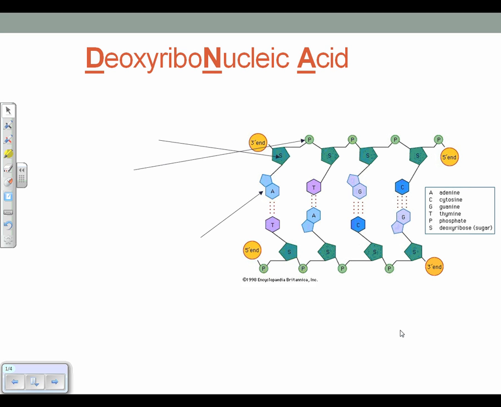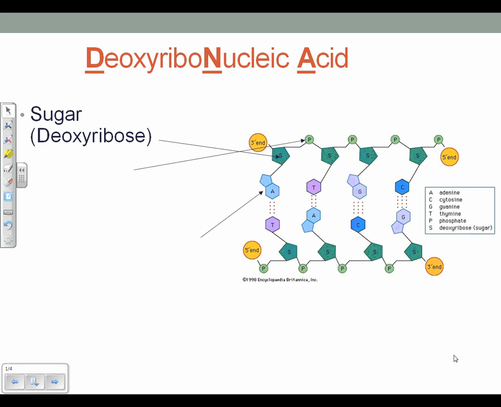Okay, let's review DNA and RNA. If you remember, DNA is short for deoxyribonucleic acid. So I highlighted and underlined where the D, the N, and the A come from for deoxyribonucleic acid. If you look at this diagram here, you can see this is a model of DNA. And hopefully you're able to identify the three parts.